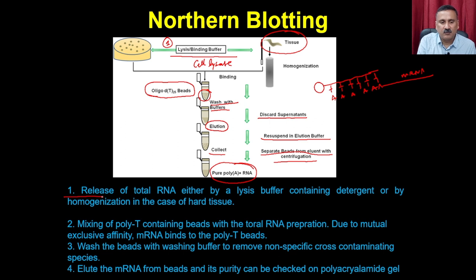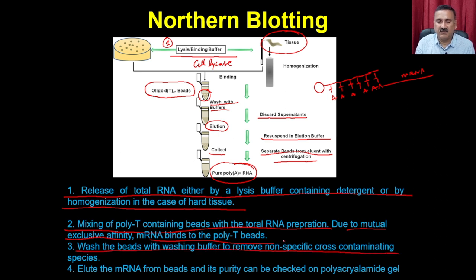So you have the RNA species which contains the poly A tails. In the steps, you release the total RNA by lysis buffer containing detergent, or by homogenization in the case of heart tissue. Then you mix the poly-T containing beads with the total RNA species. Due to the mutual exclusive affinity, the messenger RNA binds to the poly-T. Then wash the beads with the washing buffer to remove the non-specific contaminating species, and then you elute the messenger RNA from the bead, and its purity can be checked on a polyacrylamide gel.